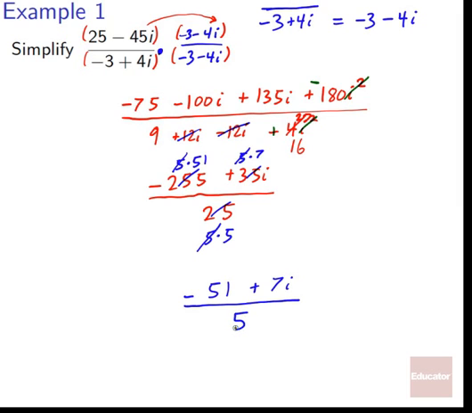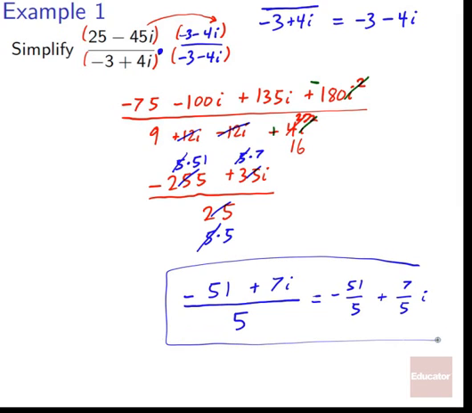5, which if we wanted to, we could alternately represent as negative 51 over 5 plus 7 over 5i, keeping our imaginary part and our real part completely separate. Both of these, totally legitimate answers. We'd know what we're talking about in either case.